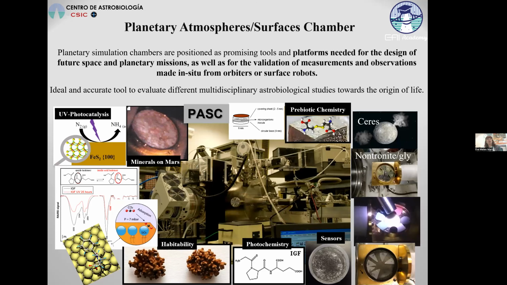The planetary simulation chambers are a needed platform for the design of future space and planetary missions, as well as for the validation of measurements and observations made in situ from orbiters and surface robots. And they are an ideal platform and accurate tool to evaluate different multidisciplinary astrobiological studies toward the origin of life. We have several examples, and in this talk I just wanted to pick the most relevant or the most different ones in order to show the versatility and the potential of the chamber.